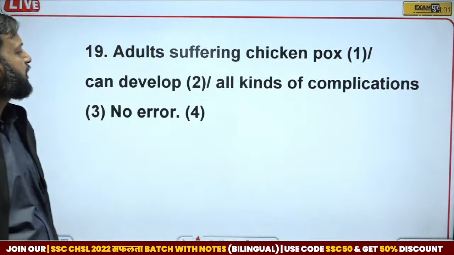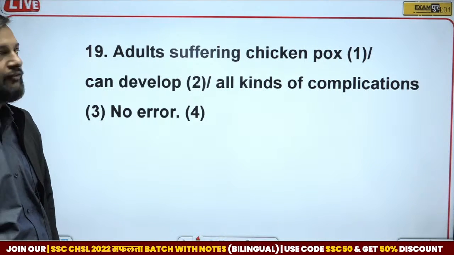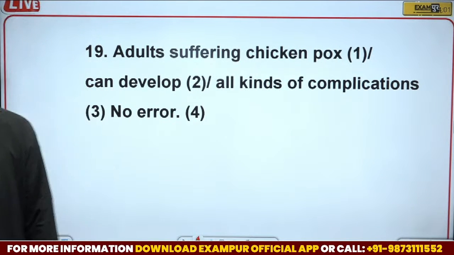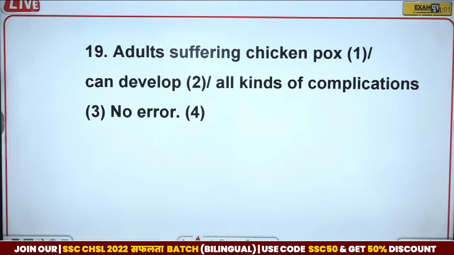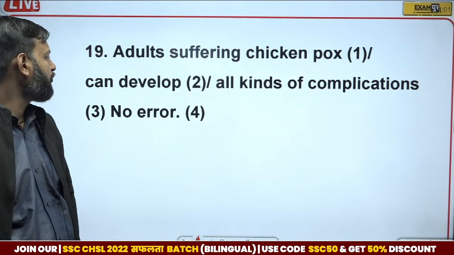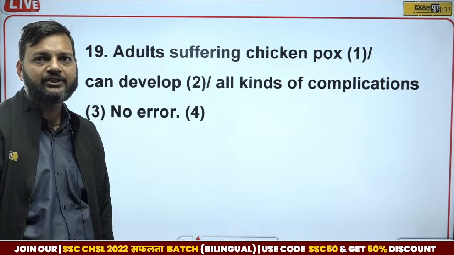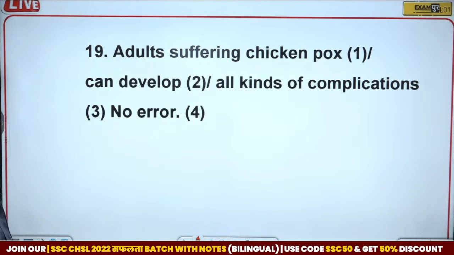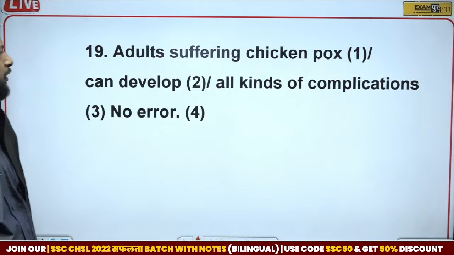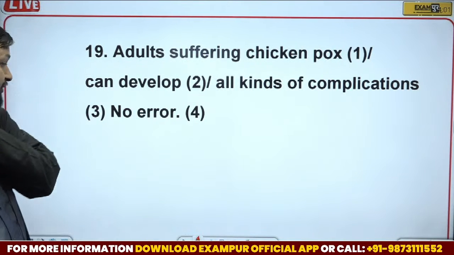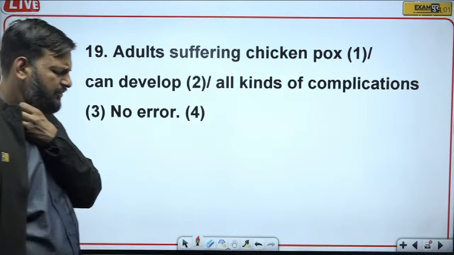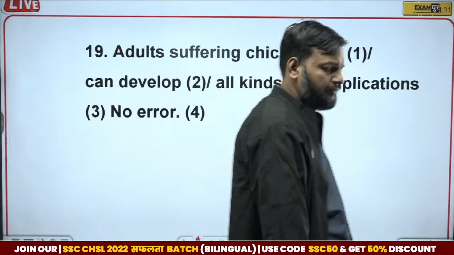Adults suffering chicken pox can develop all kinds of complications. What is the error in this sentence? Very easy one. This is a very easy question.